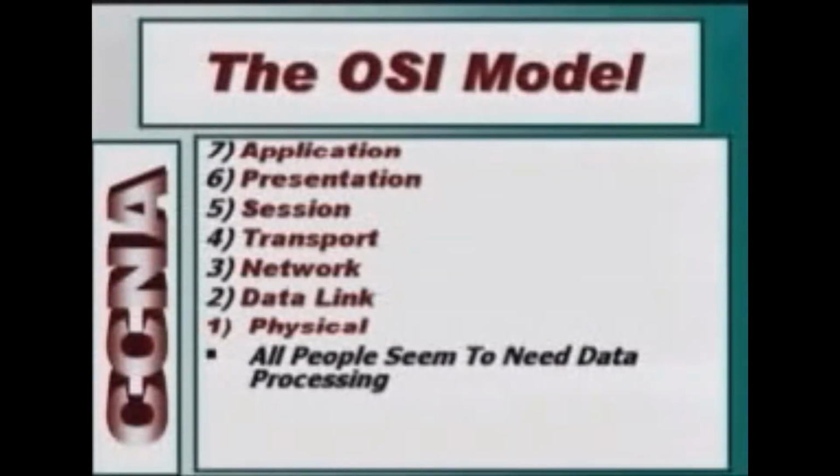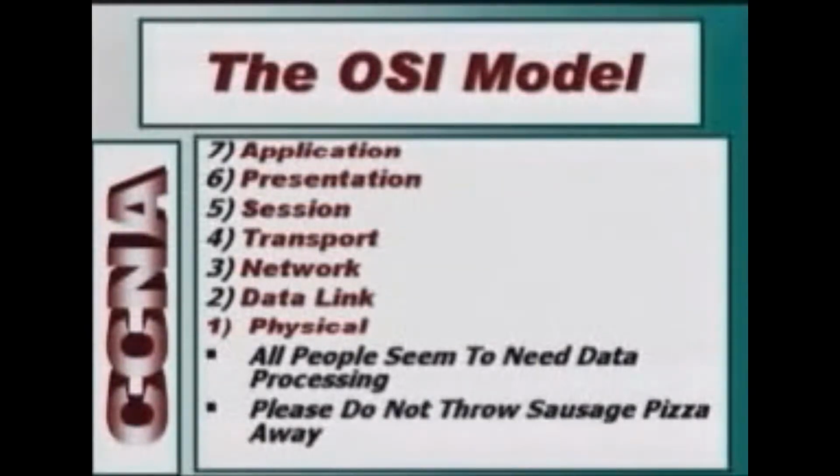You can also remember it from the bottom up. From the bottom up, there's an old way to remember it, which is, please do not throw sausage pizza away. And this has been remembered by network administrators since the 1980s. But we're going to talk about each layer of the model. So we're going to start at the top. We're going to talk about the application layer.